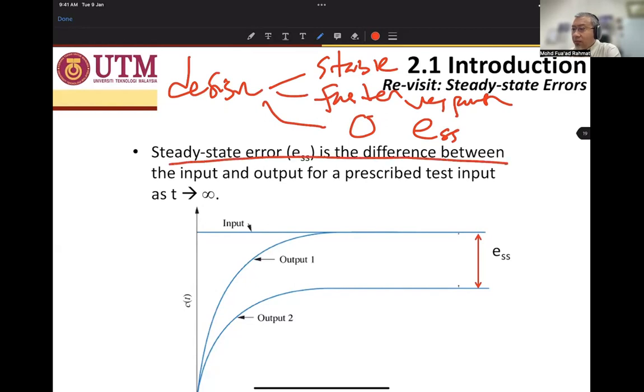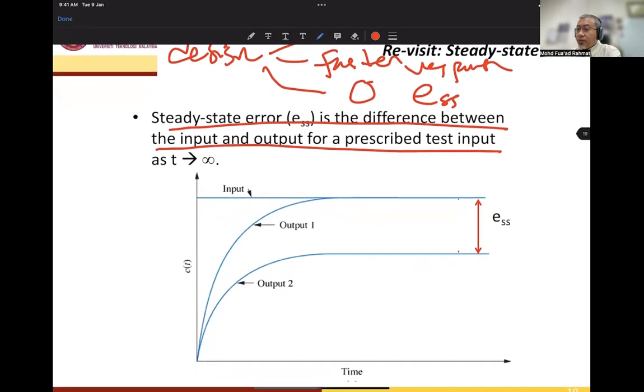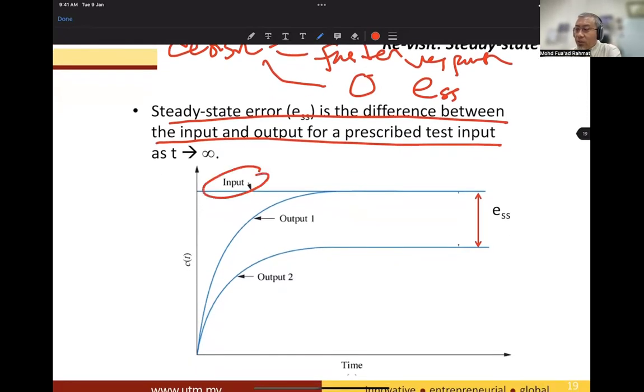Steady state error is the difference between the input and output prescribed by the test input as t tends towards infinity. We have an input here, which is 1.0 volt. And then we have output 1, where the final value is equal to 1. And for this one, the final value is equal to 0.6.